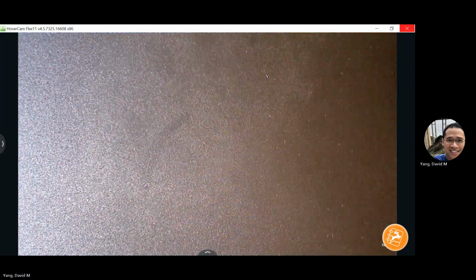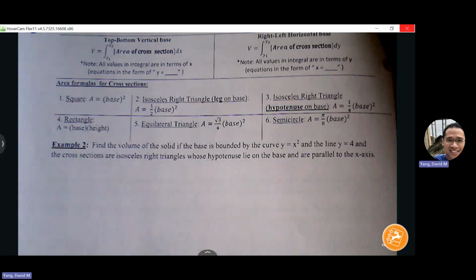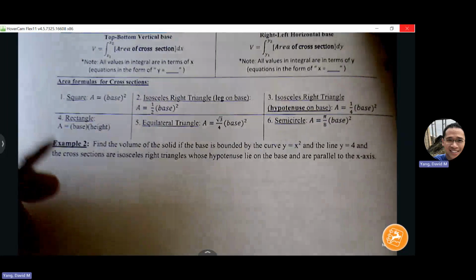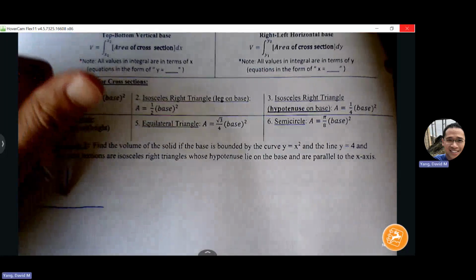All right, let's go to page 20. Find the volume of the solid if the base is bounded by y equals x squared and the line y equals 4. So let's sketch our graph and figure out that shaded region.